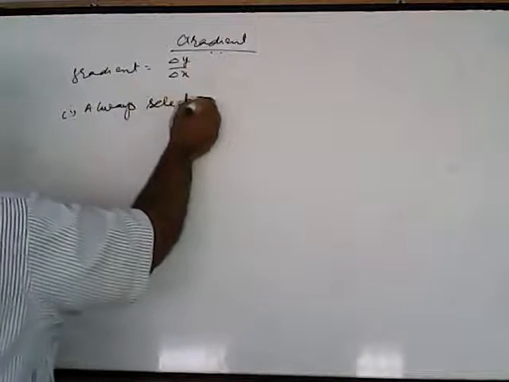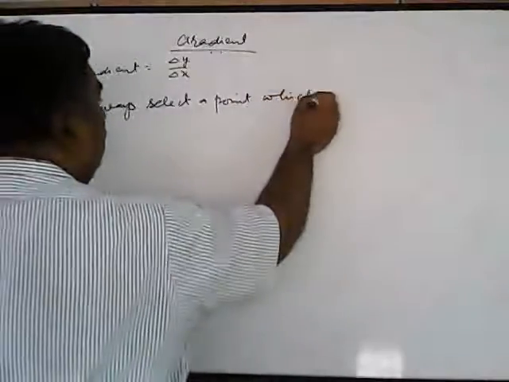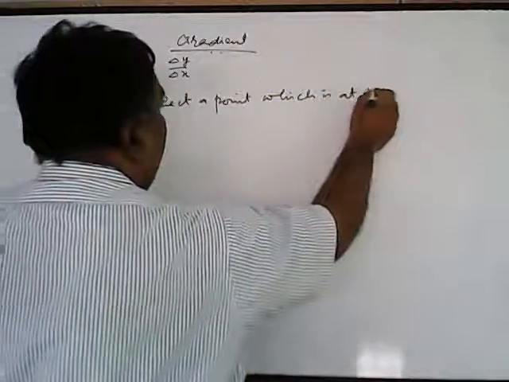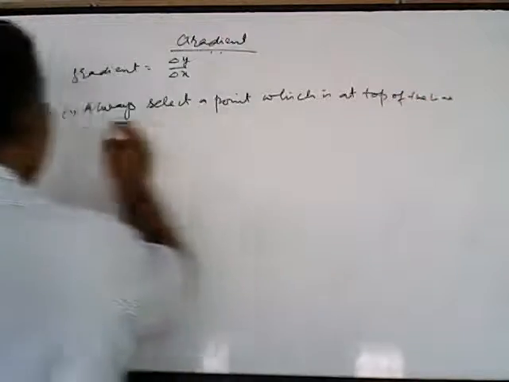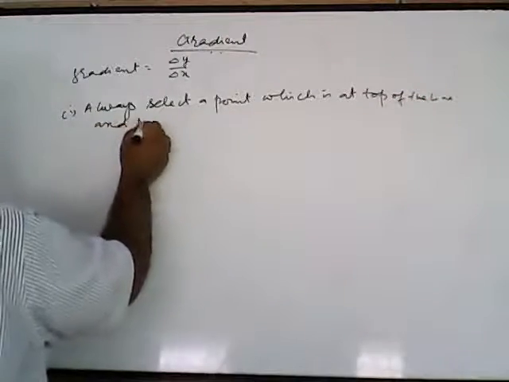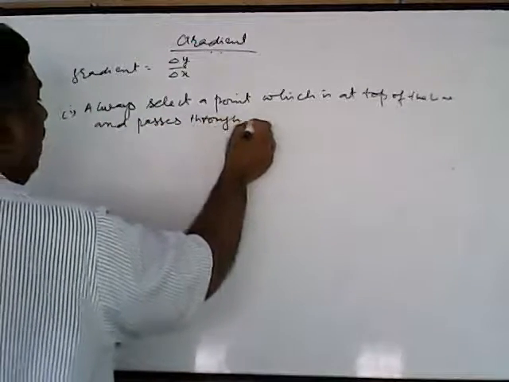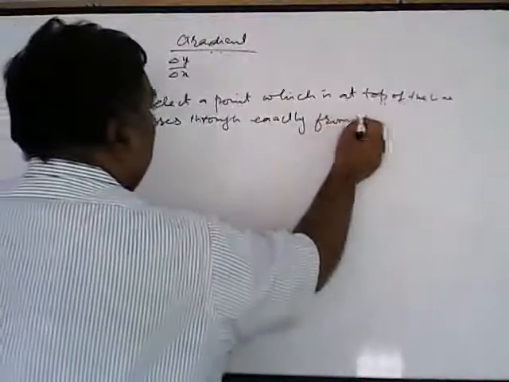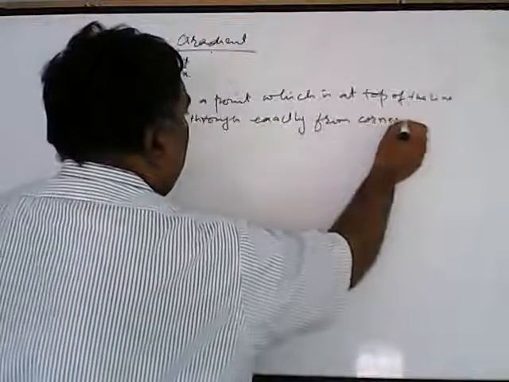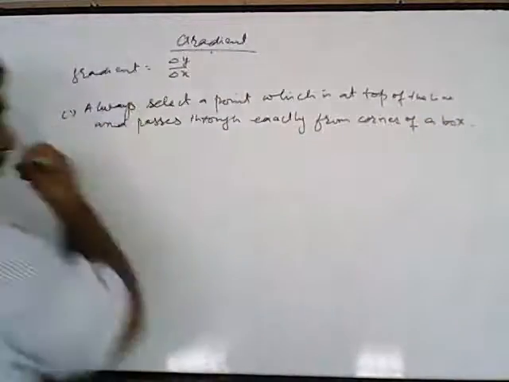a point which is at the top of the line and passes exactly through the corner of a box. It must be passing through the corner of the box.